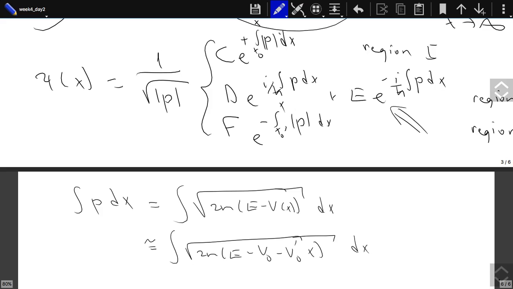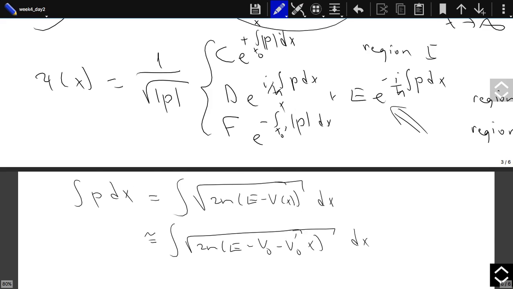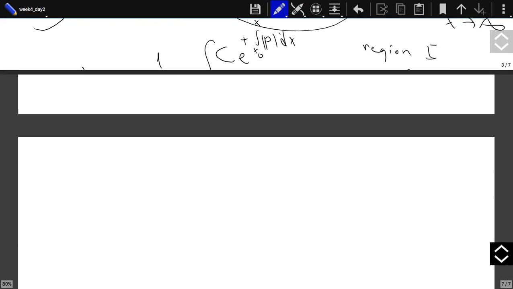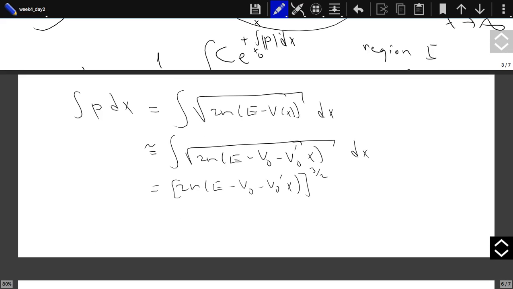And the integral of this one will be just 2m (E minus V0 minus V0 prime x) raised to the power 3/2, times 2/3 divided by 1 over minus 2m V0 prime. Right?